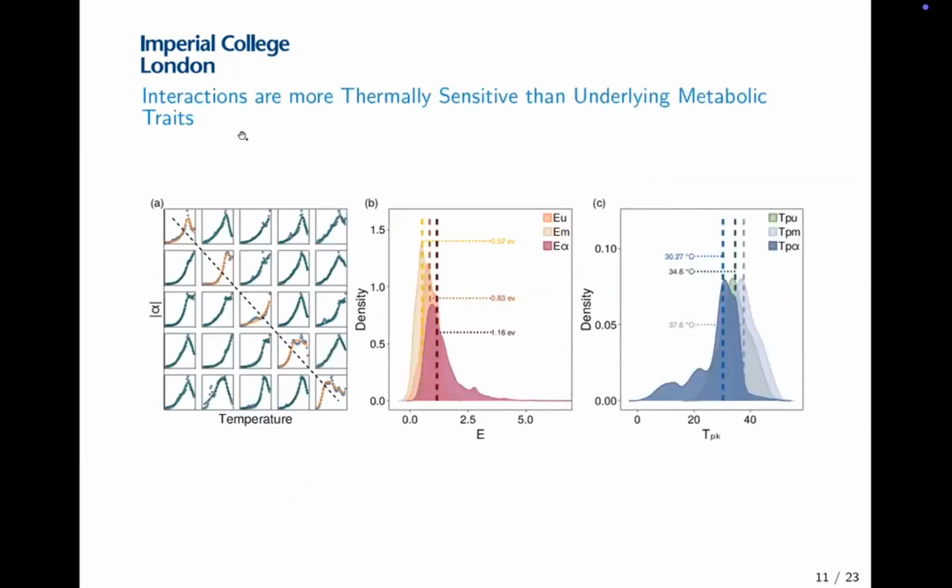The first result we have is that we notice a unimodal temperature performance curve in species interactions, where species interactions have higher activation energy and lower T peak, the peak performance temperature. This means interactions are more thermally sensitive than their underlying metabolic traits. This implies that with increasing temperature, such as in the case of climate warming, interaction networks tend to break before high temperature effects act on species' individual metabolic traits.